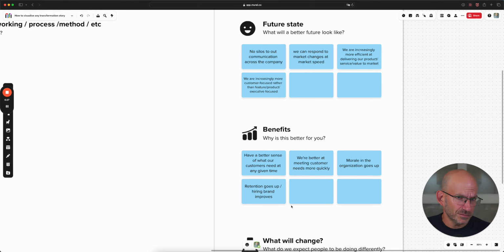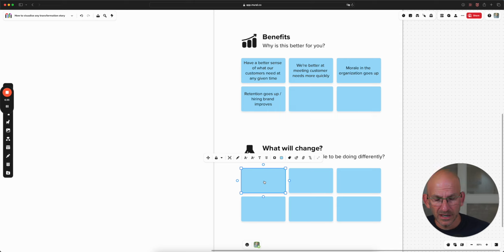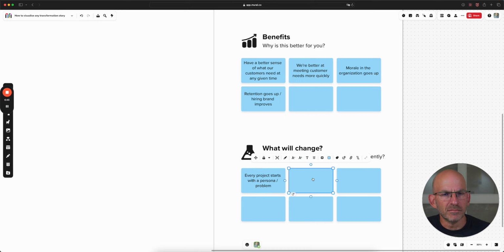And so if this is the future state from the current state, and these are the benefits that we get, what do we actually expect people to be doing differently? Well, maybe every project starts with a persona and a problem to solve. Maybe every initiative has a cross-functional team working on it.